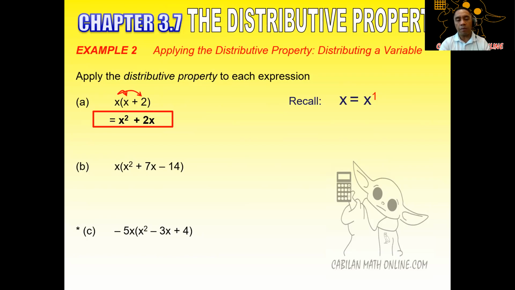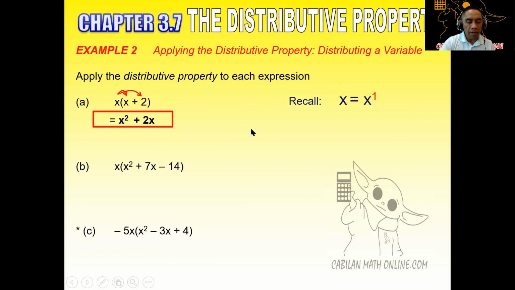Now keep in mind that anytime you multiply a variable to a number or a number to a variable, which is the letter, the number always goes in front of the letter, such as this 2x. You do not write down the number after the variable.